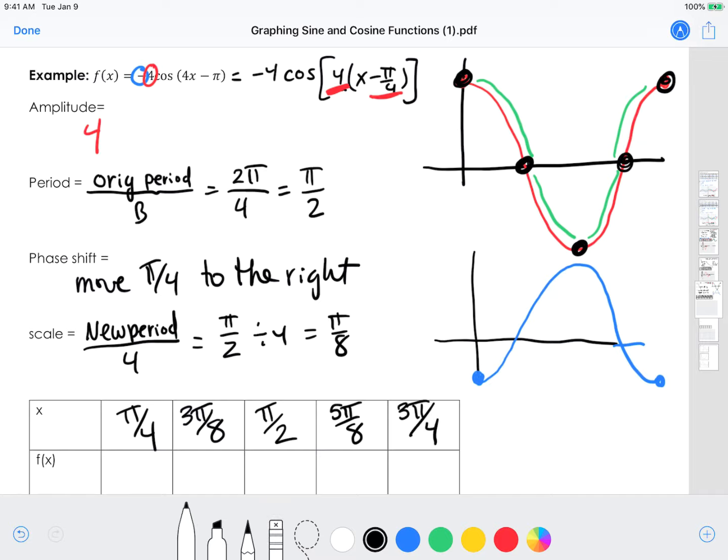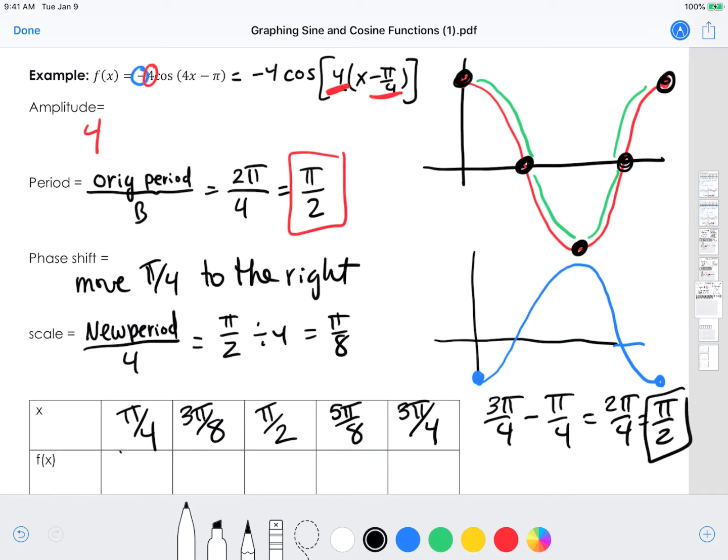Now, you can check to make sure you have the right length. Remember, your period should have a length of pi over 2. So if you're not comfortable with the scale, you can double check it by subtracting. If I take my endpoint, which is 3 pi over 4, and I subtract my starting point, that should give me the length of the whole cycle. Well, 3 pi over 4 minus pi over 4 would be 2 pi over 4, which is pi over 2. So it works. This full length from pi over 4 to 3 pi over 4 is pi over 2.